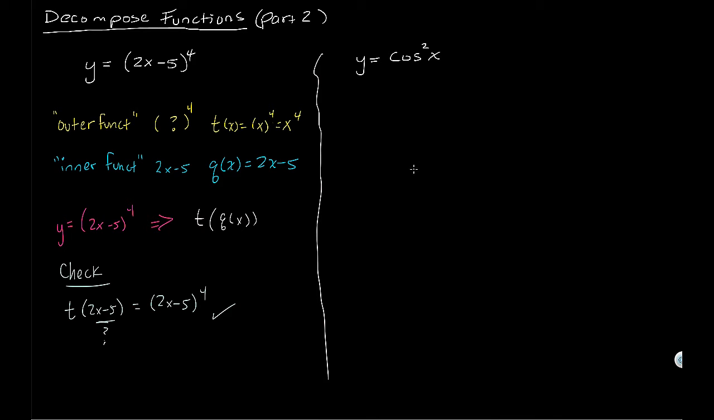Let's look at the next one. So this says y equals cosine squared of x. Now first you need to realize that this is a special notation with trig functions. You can actually take trig functions and raise them to powers. So let me first show you how you undo that. This can be thought of as the cosine of x raised to the power of 2.